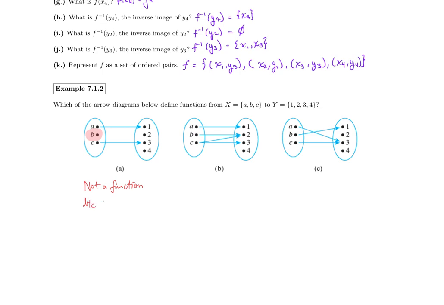because element B, which is in our domain X, is not mapped to any element in our codomain Y, if I call those X and Y.